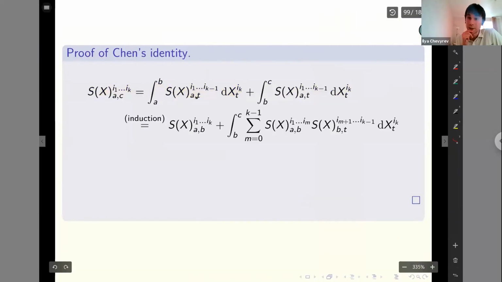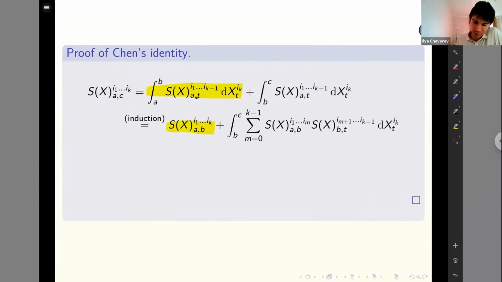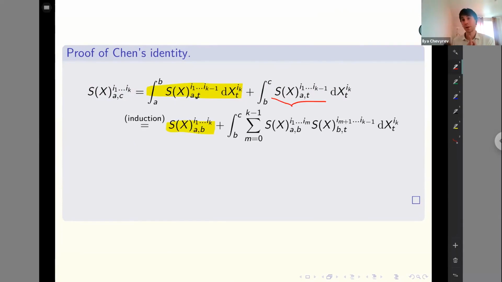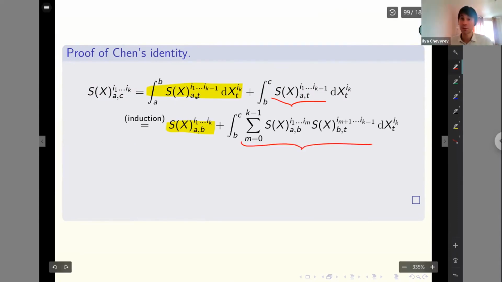I'm going to apply induction here. This first term is just the definition of the signature over the time interval AB, so I haven't done anything here. But for the second one, I'm going to apply induction, and I'm going to replace this here, because t is a parameter that goes from B to C. So I can apply Chen's identity with C replaced by t, and this gives me this expression here. I assume that Chen's identity holds for all words of length k minus 1, and I'm using this inductive hypothesis here.